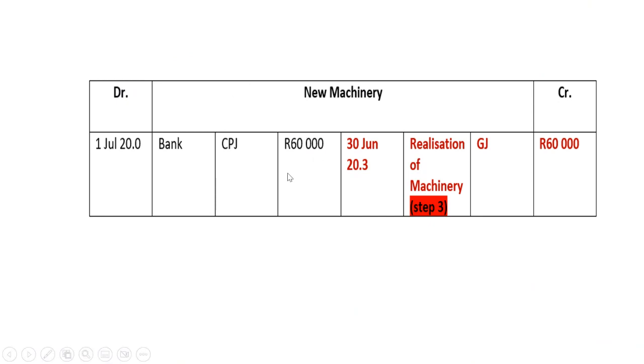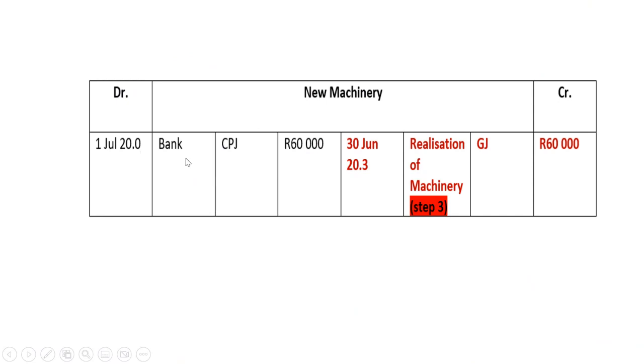Now we know that machinery is debited. So if you were to write a journal entry, you're going to debit machinery 60,000, you credit bank 60,000. But when you go to a machinery account, you say machinery was debited by what was credited. That's why the description here will say bank. It won't say machinery again.